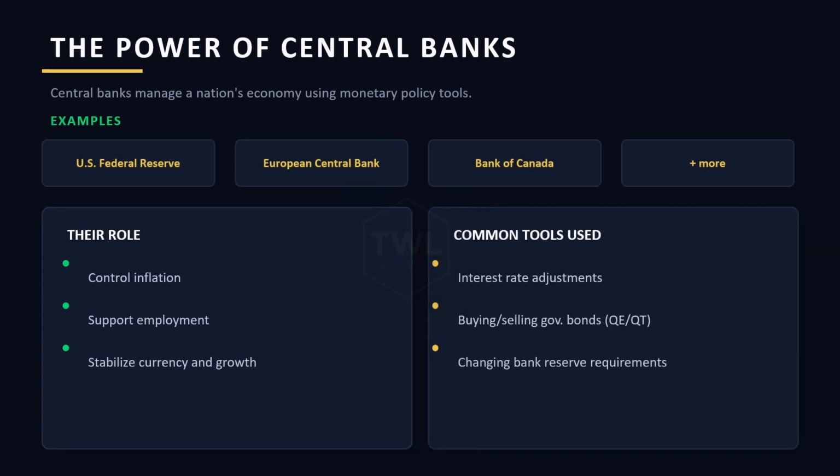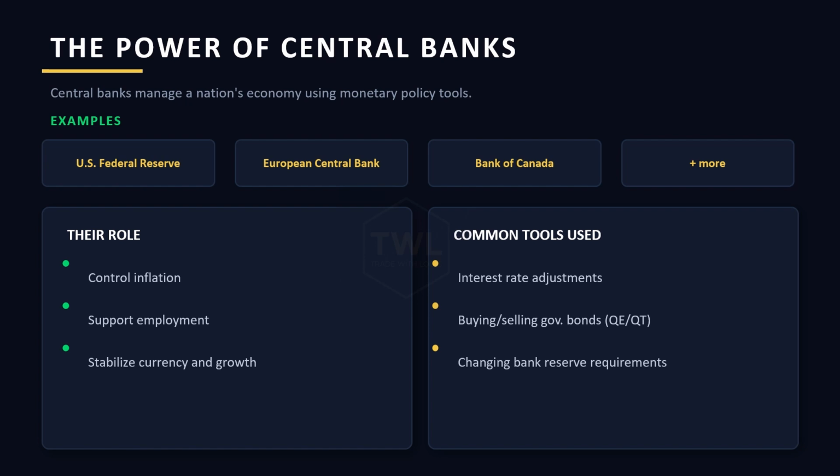The Fed isn't alone. Almost every country has its own central bank. You've got the US Federal Reserve, the European Central Bank, the Bank of Canada, and many more around the world. Their job, in simple terms, is to manage the country's economy. They try to control inflation, support employment so people have jobs, and stabilize the currency and overall economic growth.